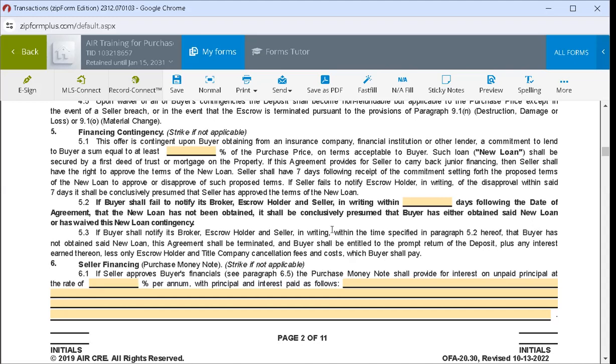5.2 is very important because it's telling you that if the buyer fails to notify its broker and escrow and seller in writing, and you're going to insert the days here, because this is about the loan, within blank days following the date of agreement that the new loan has not been obtained, it shall be, here we go, conclusively presumed that the buyer has obtained that loan or has waived it. So again, silence equals acceptance. So make sure on 5.2, if you have a client getting a loan, that you're watching that timeline as well. Add that into your contingency checkoff, okay?